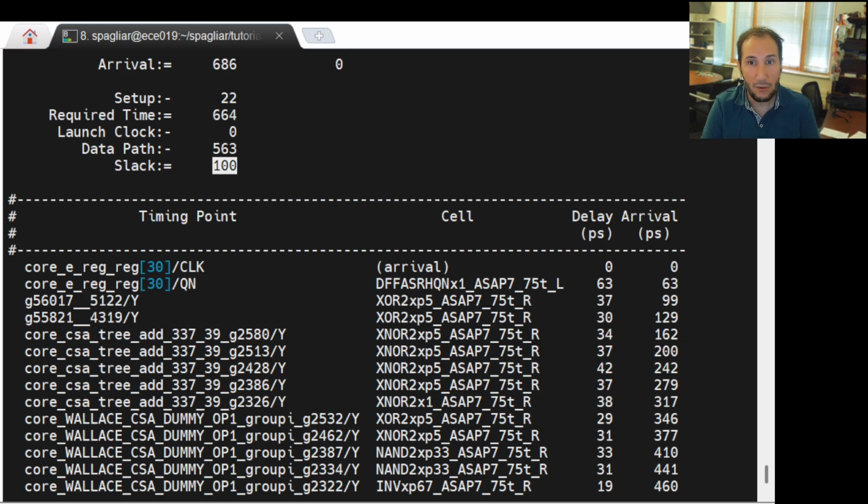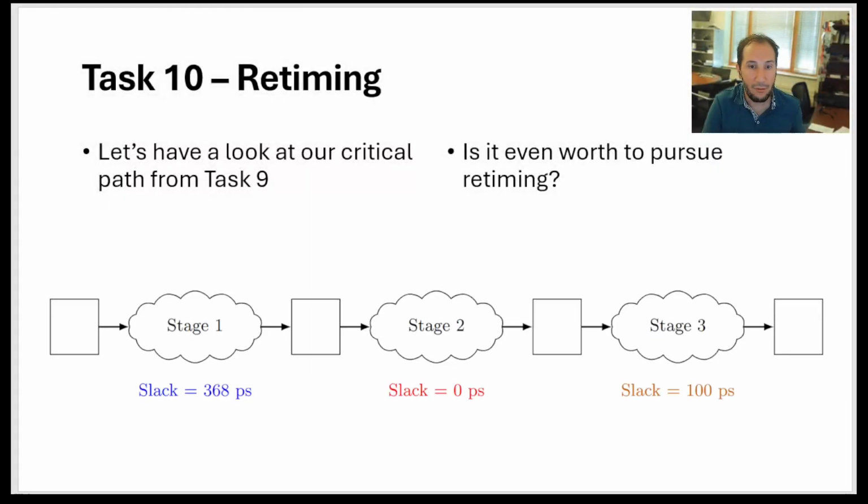That's interesting. So let's visualize what that means. This is what we have. We have our critical path here with a slack of 0 seconds. To the left, we have another stage of logic that has a 368 picosecond slack, very significant slack, right? Our clock period is only 600 and something. And to the right, we also have another logic stage that has significant slack. All of that being said, retiming is going to work wonders here, right?